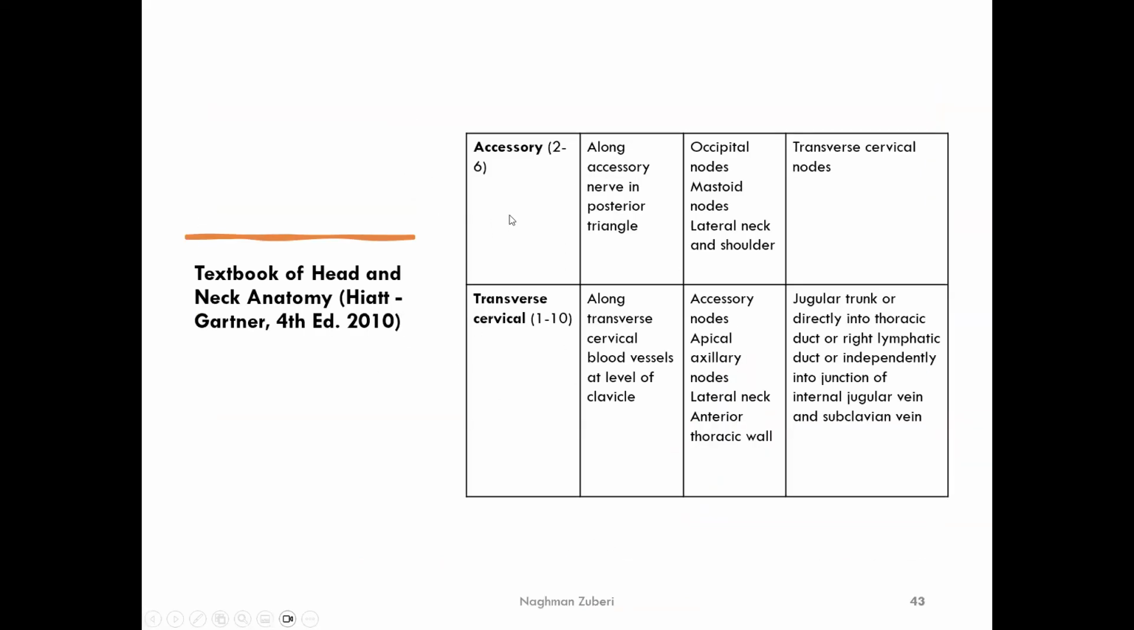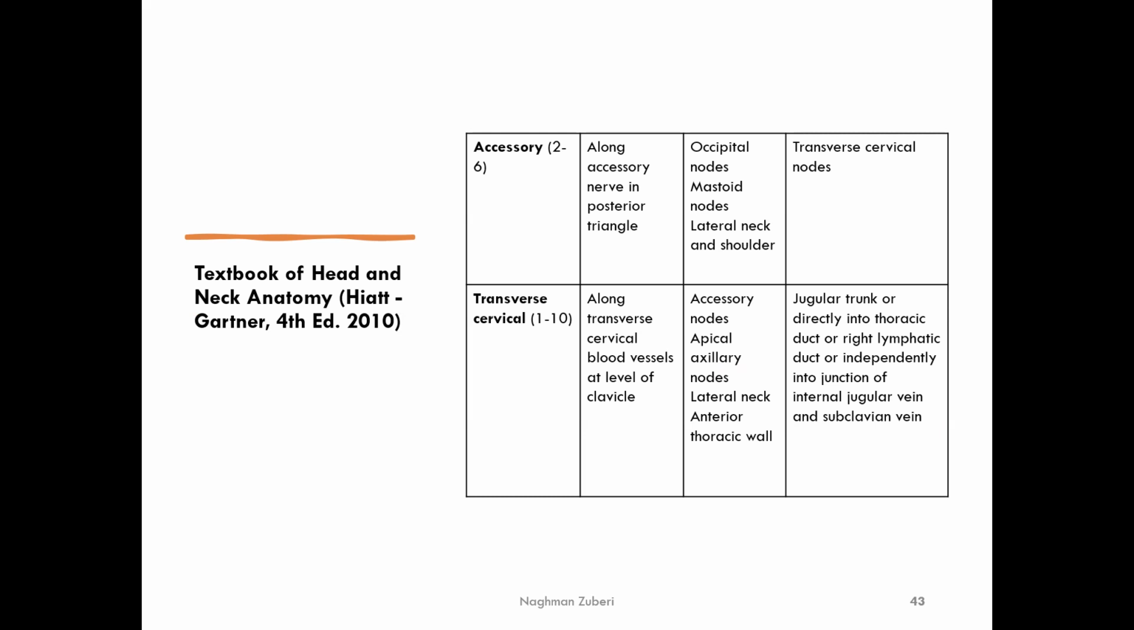Then comes accessory. Again, the name is suggestive. They are 2 to 6 in number. They are along the accessory nerve in the posterior triangle, and they are draining occipital nodes, mastoid nodes, lateral neck, and shoulder, and they are being drained into the transverse cervical nodes.